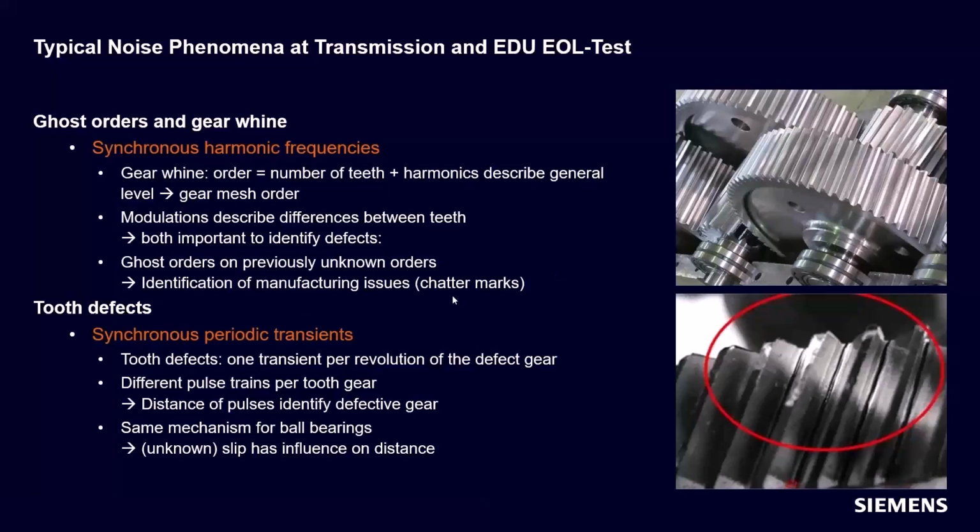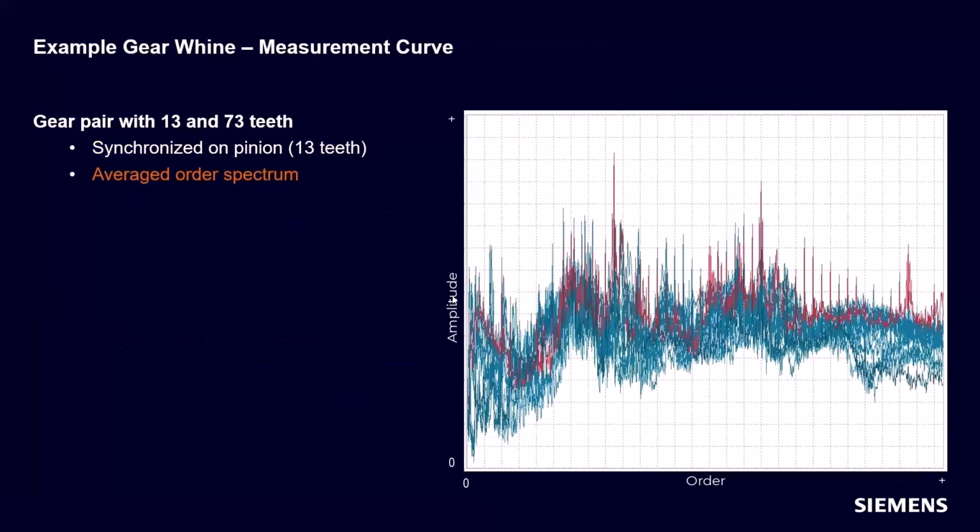Okay, let's have a look at the practice now. This is an order spectrum of a gear pair with 13 and 73 teeth. We synchronize on the pinion, on the small tooth gear with the 13 teeth. And what you see here is an averaged order spectrum. This is from practice, therefore it has a lot of noise coming from the shop floor, from the conveyors, and from everything that moves in the production line.